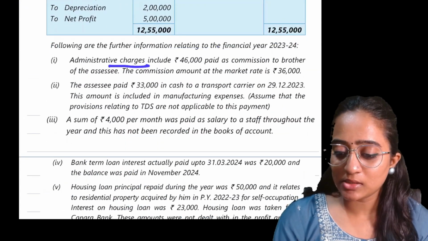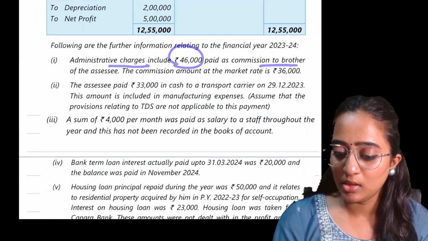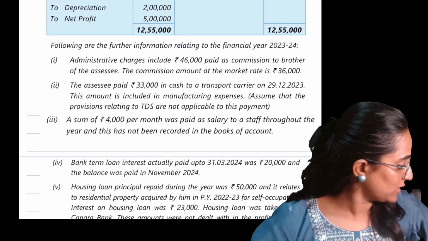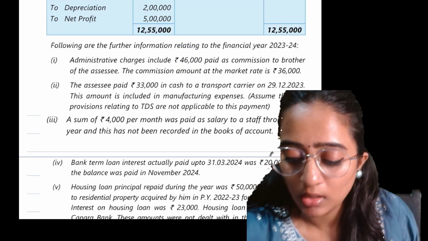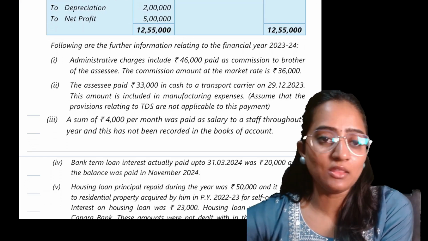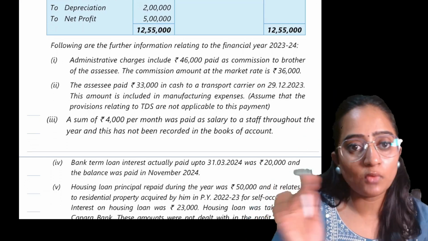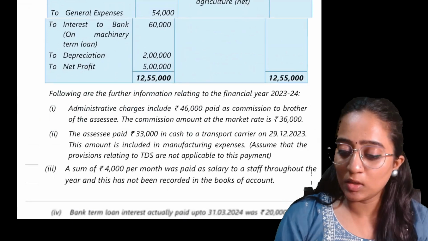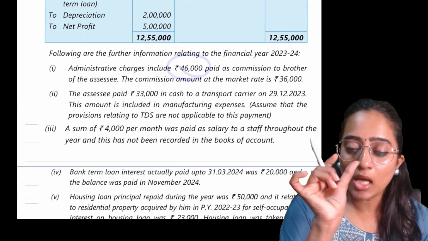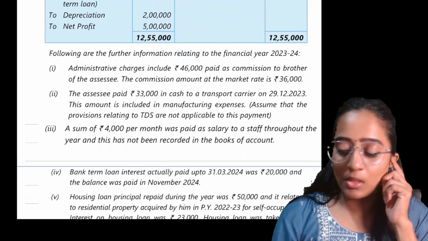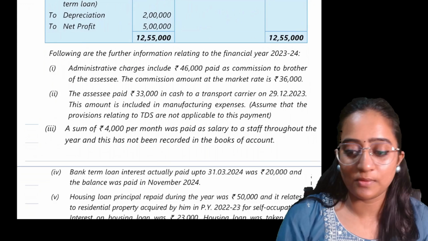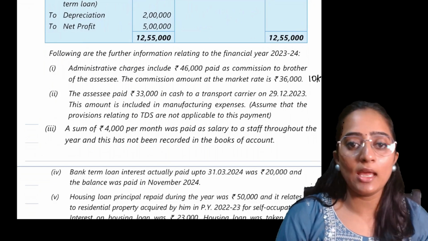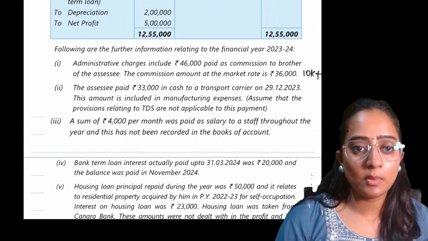Administrative charges include 46,000 paid as commission to the brother. The commission amount at the market price is 36,000. The difference between 36,000 and 46,000 is 10,000 rupees. The administrative charges of 3,26,000 include 46,000 given to a brother, but the fair market rate is only 36,000. So the excess over fair market value, that is 10,000 rupees, will be disallowed under section 40A(2).